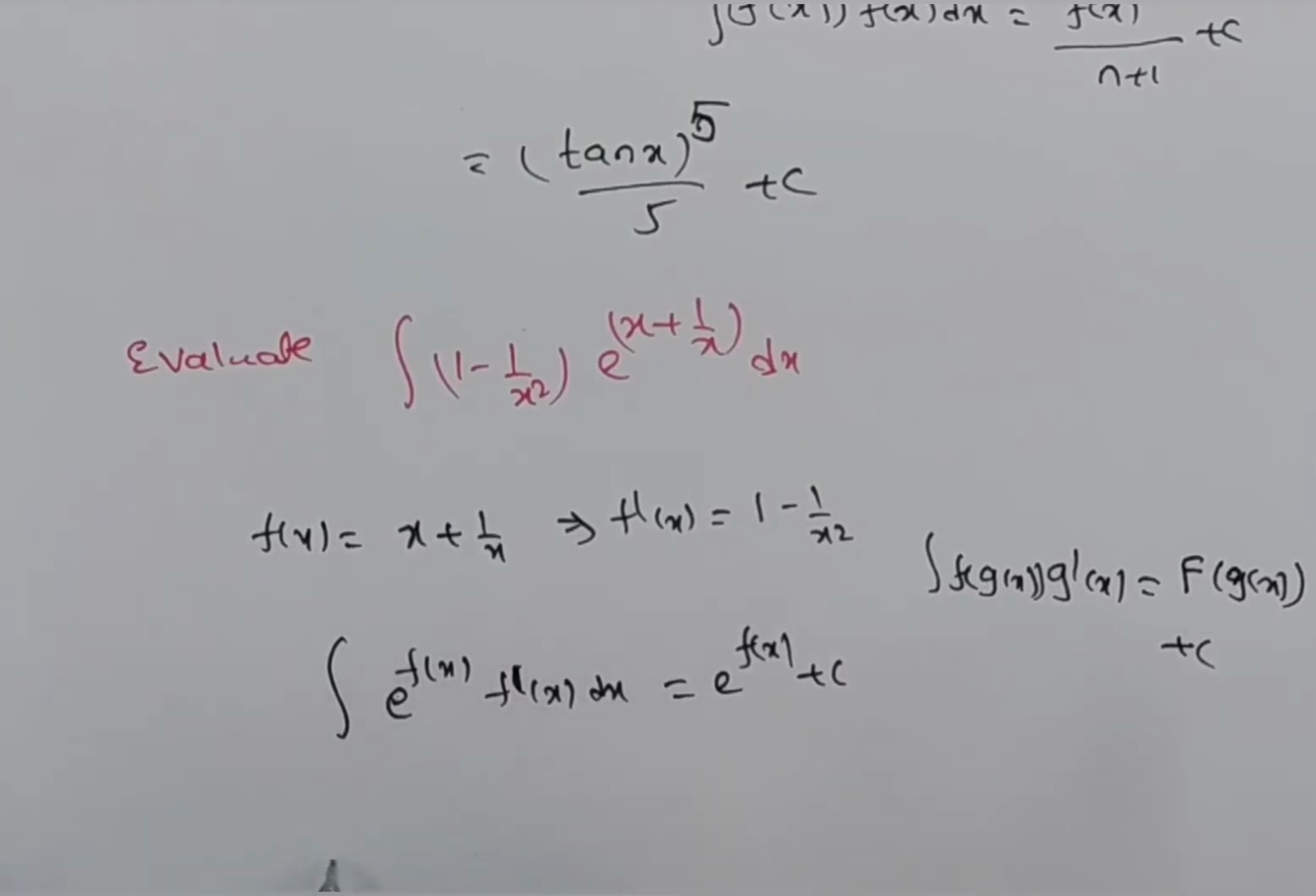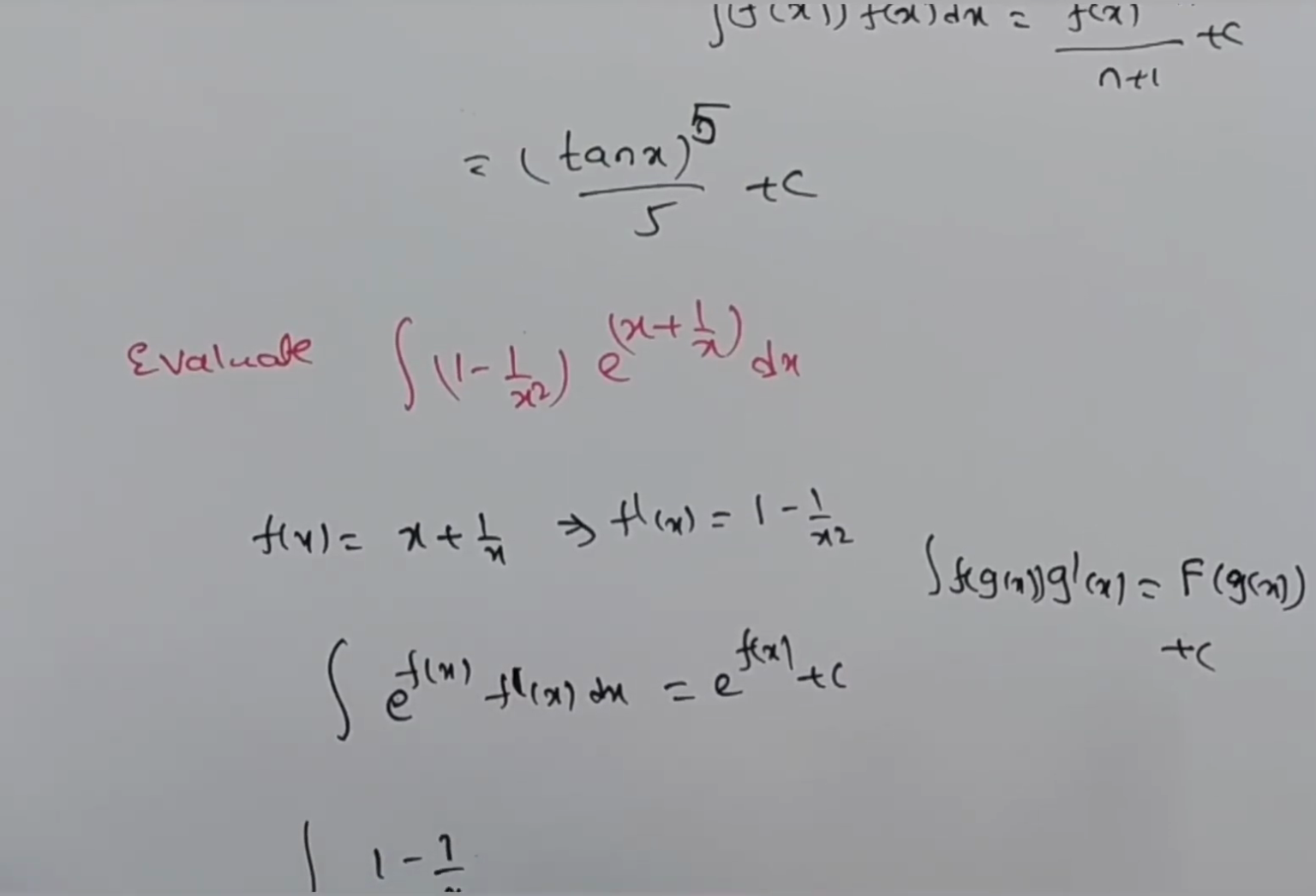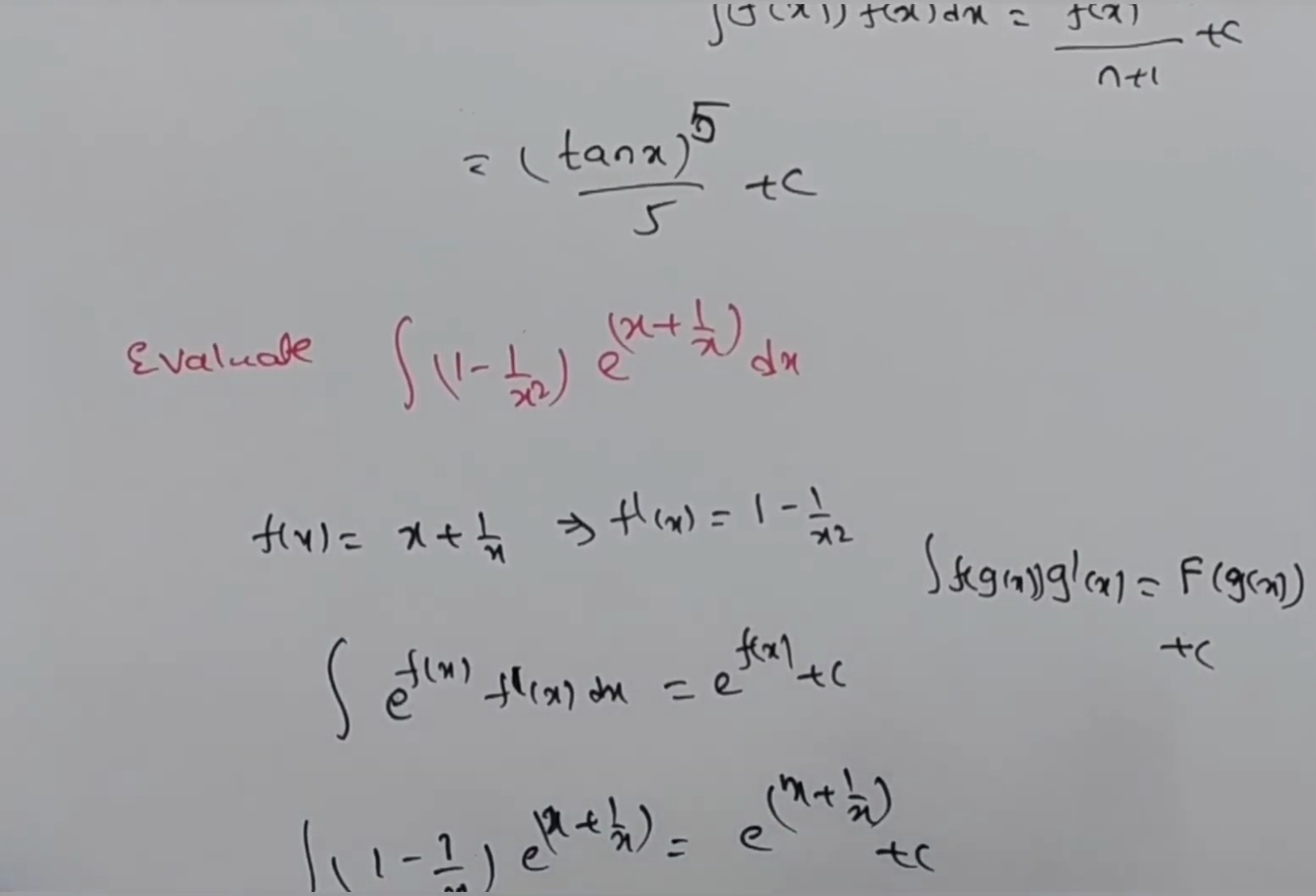Now this is directly what I can write: the integral of 1 by 1 minus x square into e to the power of x plus 1 by x is equal to e to the power of the bracket x plus 1 by x, plus c. You can do it by another method.